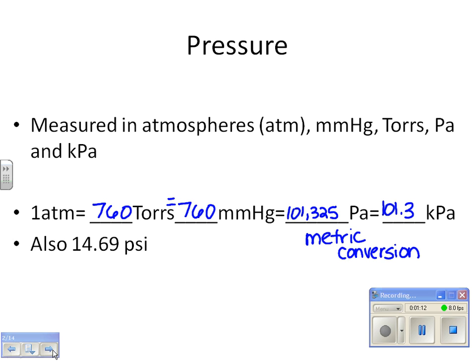We can also measure it in PSI, which is pounds per square inch, and for atmospheric pressure the conversion factor would be 14.69. This is pressure basically at sea level, which is pretty much what you have here in Manassas.